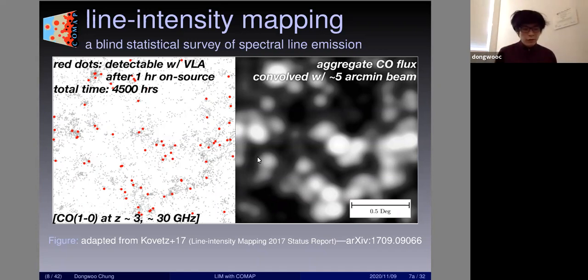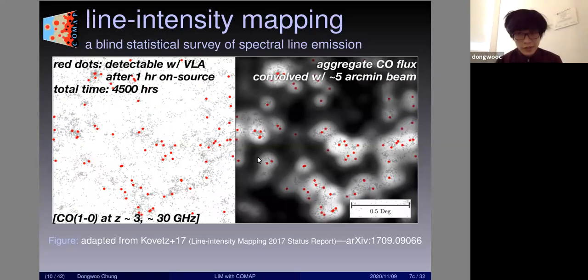Meanwhile, with line intensity mapping, we're not trying to track down each individual gray dot. You're really trying to measure the aggregate CO flux on the right-hand side there. This is convolved with a 5-arcminute beam. It's a bit of a coarser picture, but it's fine because you can still basically make out the large-scale clustering signature of the CO line emission associated with the underlying galaxies. And you'll notice not only do we trace the CO flux from the brightest galaxies, the red dots, but you also can potentially trace filaments or structures associated with the fainter CO emitters, as long as you integrate down deep enough.